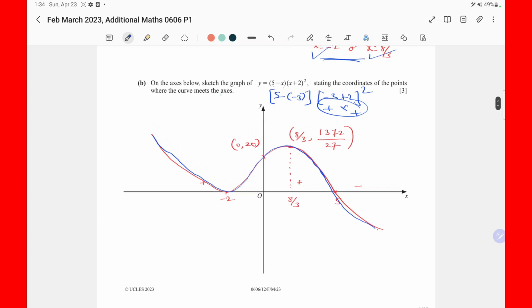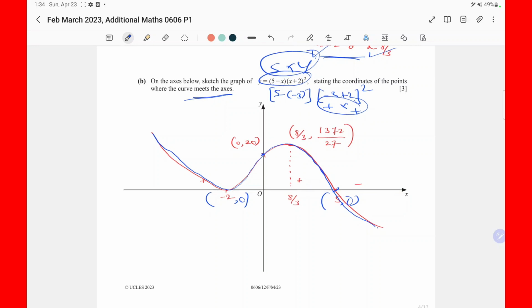We need to show also when it is intersecting axes. So first it will be 5 comma 0 here, and minus 2 comma 0. And when x is 0, just put x equals 0, because when it is intersecting on the y-axis, then x should be 0. So put x is 0 here. So this is 5, and 0 plus 2 whole square, 4. 5 times 4, that's 20. So I hope you understood this point as well.